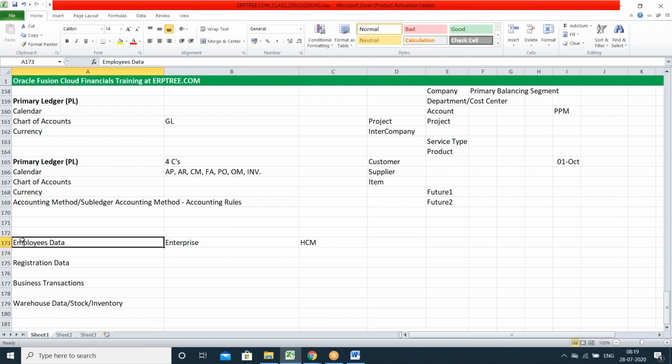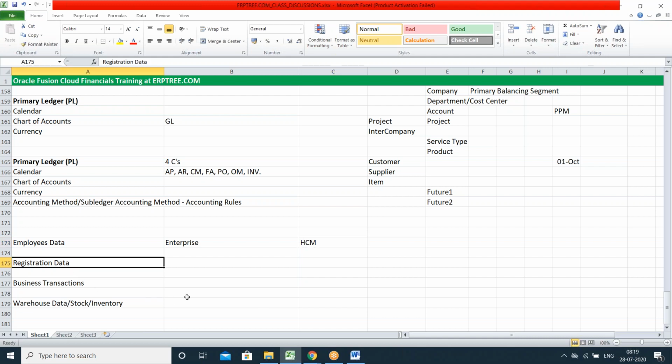Okay. So to maintain the employees information in our system, what we have to do? We have to create the enterprise. With the help of enterprise, you can maintain the employee information. To process employee related transactions or any data, we take the help of the HCM application. That means by using HCM applications, we can maintain the employees data in the system with the help of the enterprise concept.